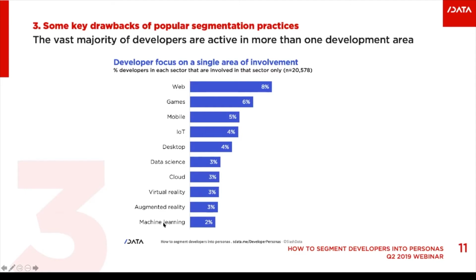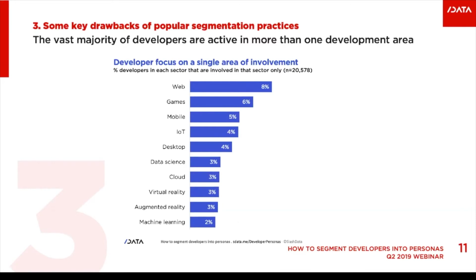And if you look at the bottom of this list, you'll find all the emerging sectors, VR, AR, machine learning. And it makes perfect sense because developers in these areas mostly come from other sectors. They have some background in some other area, rather than just pouring into the new sector, exploring the waters.